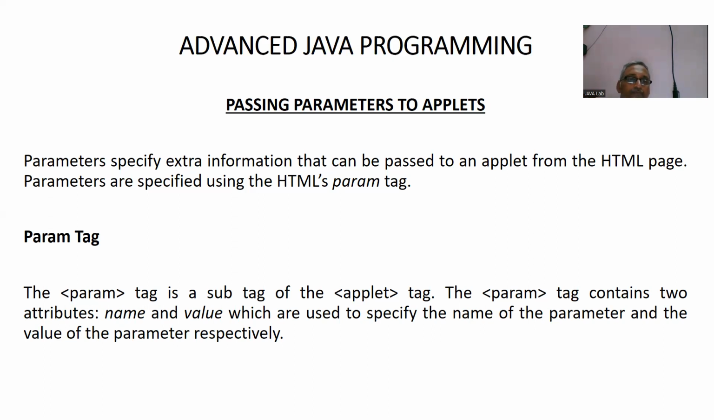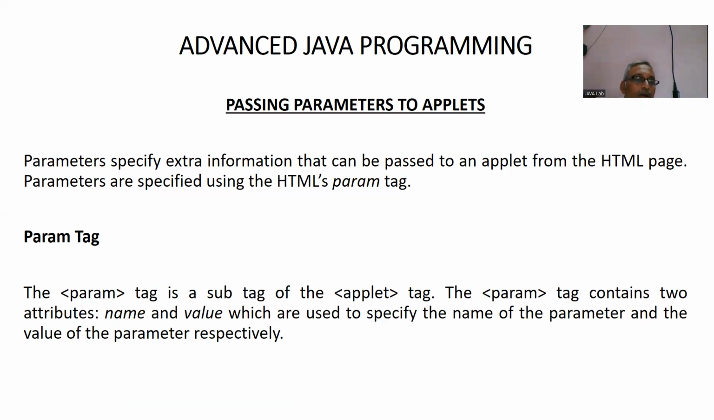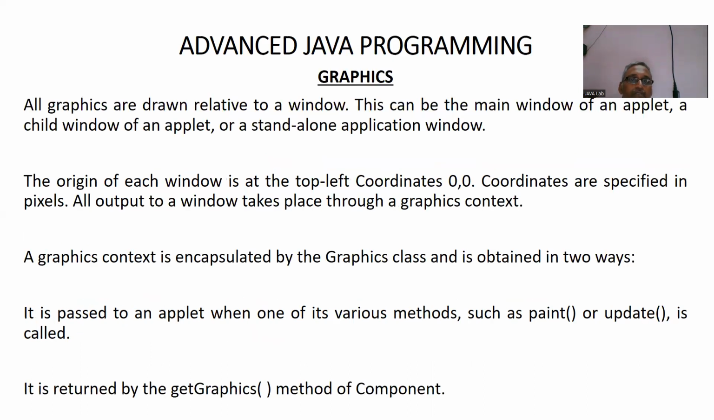For example, the param tags for passing name and age parameters look like this: param name equals name, value equals the name; param name equals age, value equals 25. This is the example.